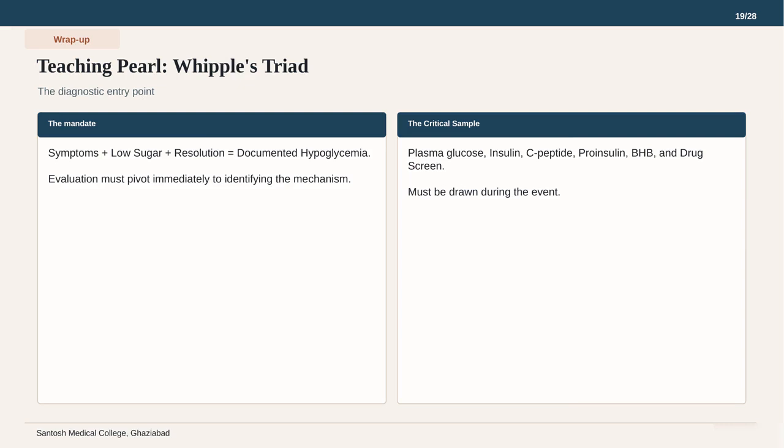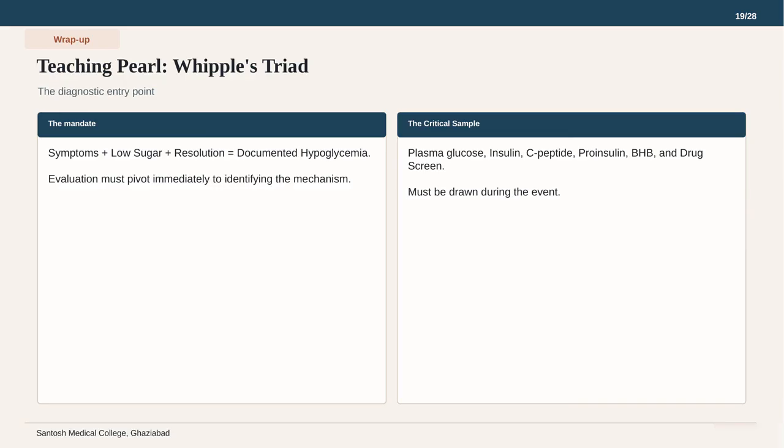Looking at the left panel, our first teaching pearl centers on the mandate of Whipple's triad. When you have symptoms, a documented low blood sugar, and resolution of symptoms upon administering glucose, you have proven hypoglycemia. At that exact moment, your evaluation must pivot immediately to identifying the underlying mechanism.